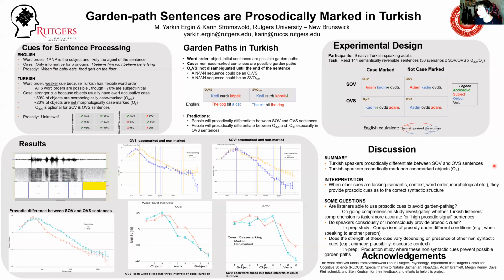There are preparations in study where we'd like to do comparison of prosody under different conditions. For example, when the participant is speaking to another person versus not. And finally, does the strength of these cues vary depending on the presence of other non-syntactic cues, such as animacy, plausibility, and discourse context? And we have a production study in preparation for that, where these non-syntactic cues prevent possible garden paths, and we're interested in how these interact with the prosodic variation we see in this study.